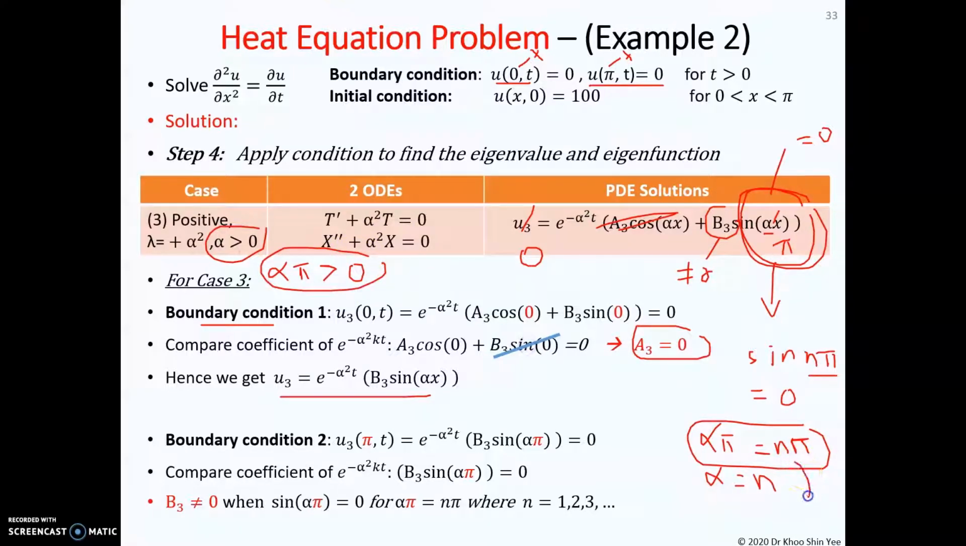So from here, you know that your n must be positive. We start from 1, 2, 3 and so on. Why can't you have n equal to, let's say, -2, -1, 0 and so on?